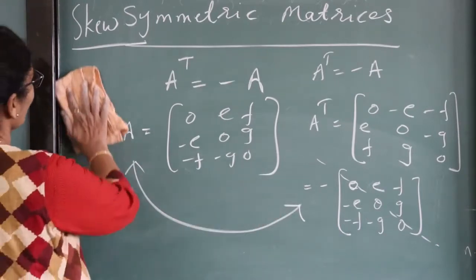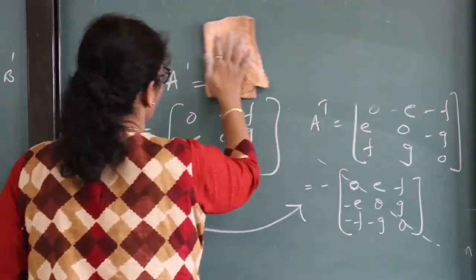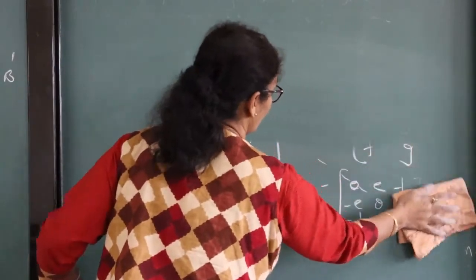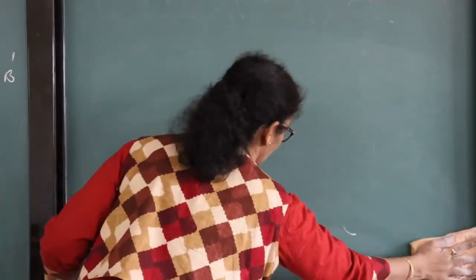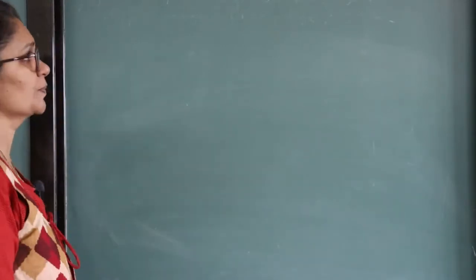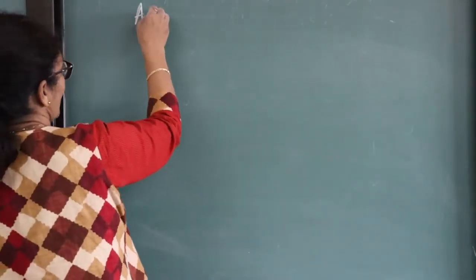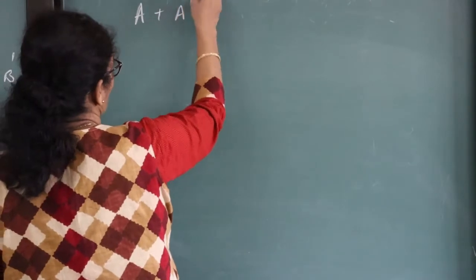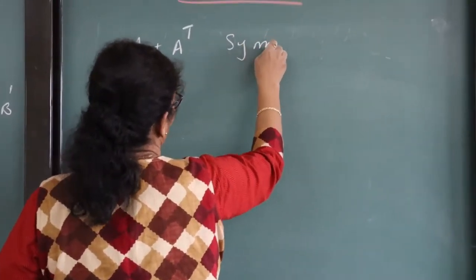Now for symmetric and skew symmetric matrices, we will discuss their theorems. Your first theorem is that the sum of a matrix and its transpose is symmetric, meaning A plus A transpose is always symmetric.